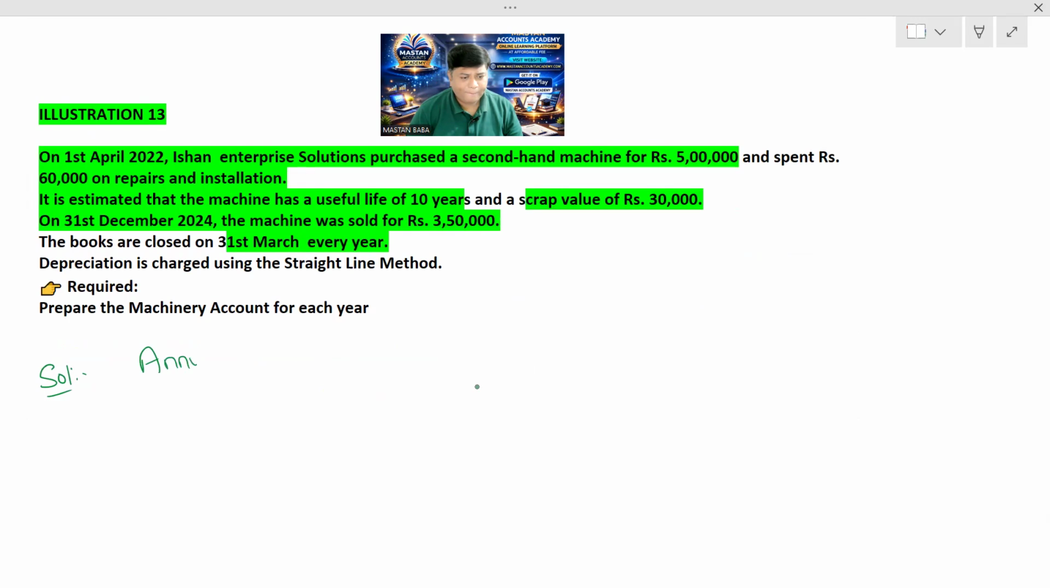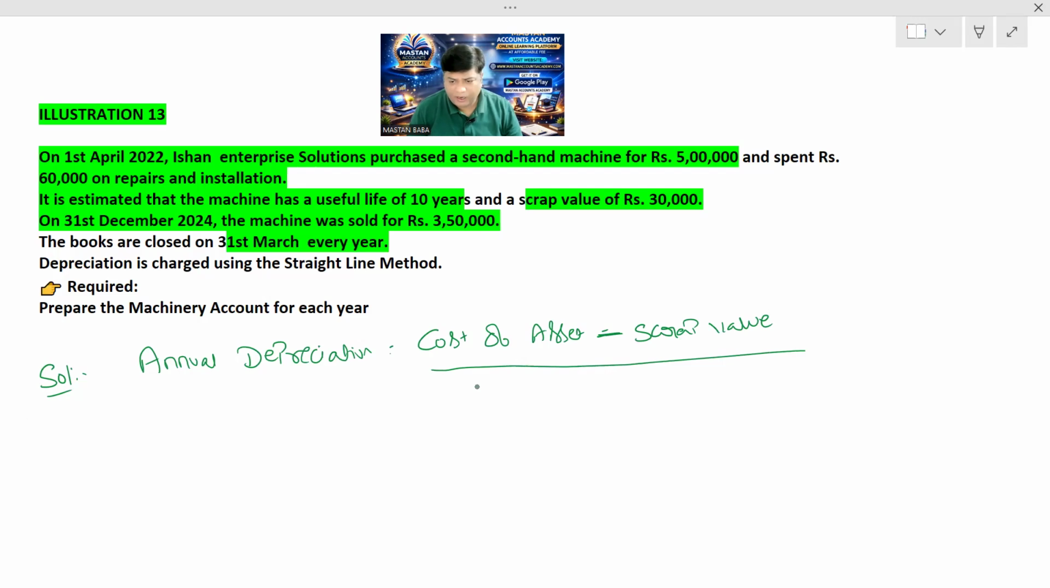Annual depreciation is equals to, the formula is repeating, ma, once again, cost of asset minus scrap value. So whenever depreciation rate is not given, you have to apply this formula. Annual depreciation is cost of asset minus scrap value divided by lifetime of asset or useful time of the asset.